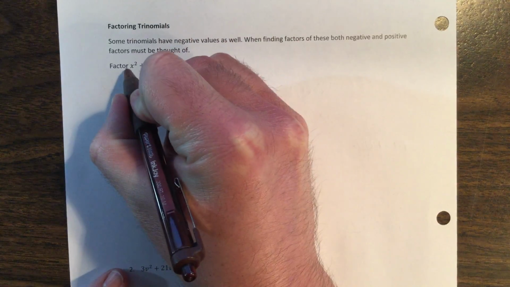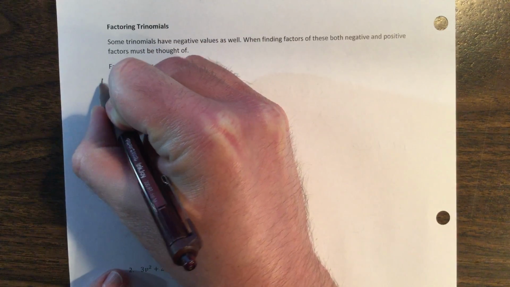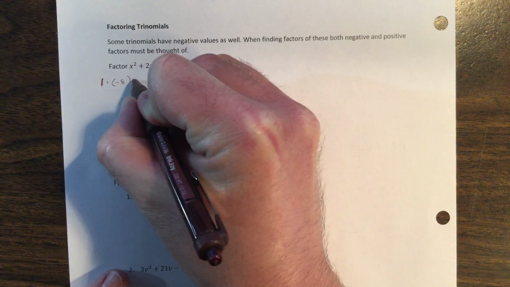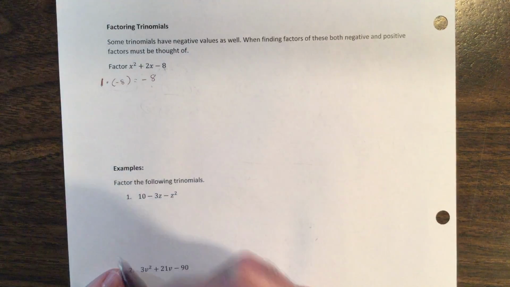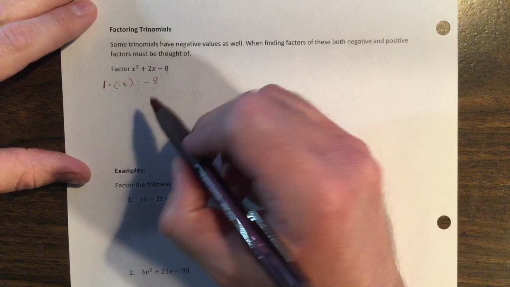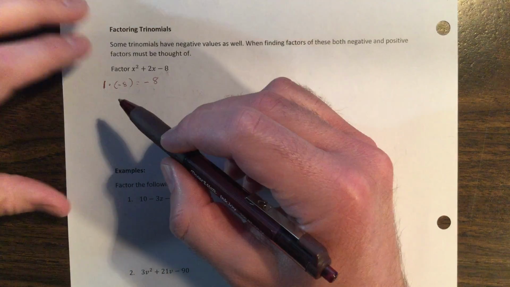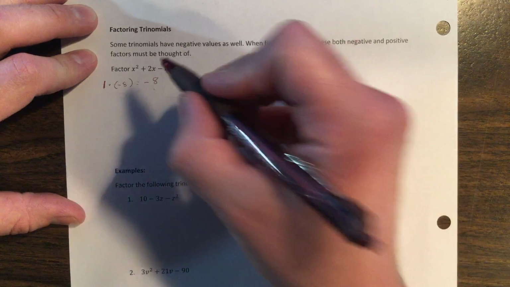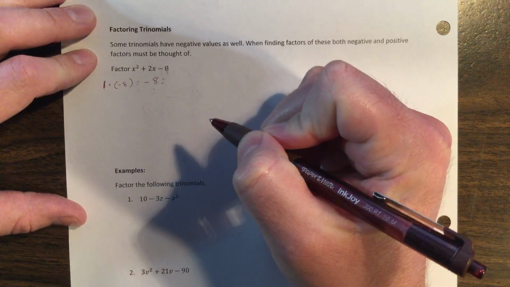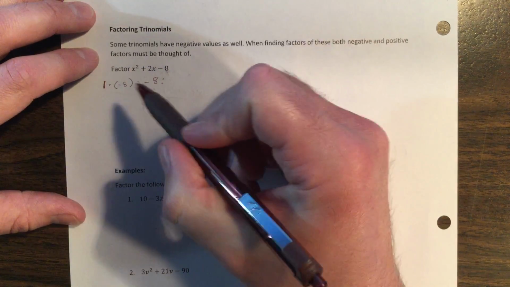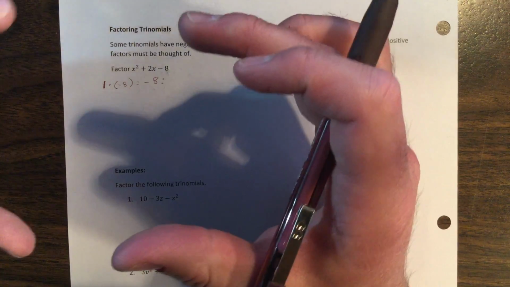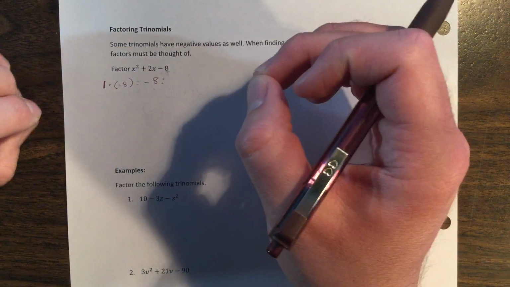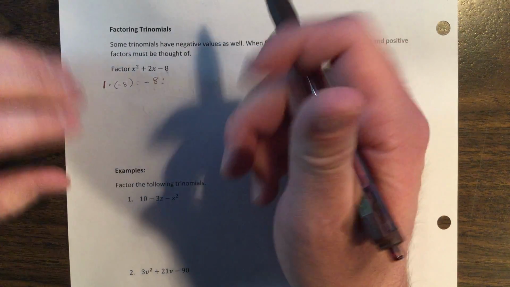We take the a and the c value, so this is 1 times negative 8, which I'm going to put in brackets, and this gives us an answer of negative 8. This is different than what we did in the past. We just had positives. Now we have a negative. So we're looking for values that multiply together to get negative 8. Remember that when a positive and a negative multiply together, we get a negative. Two positives give a positive, two negatives give us a positive.